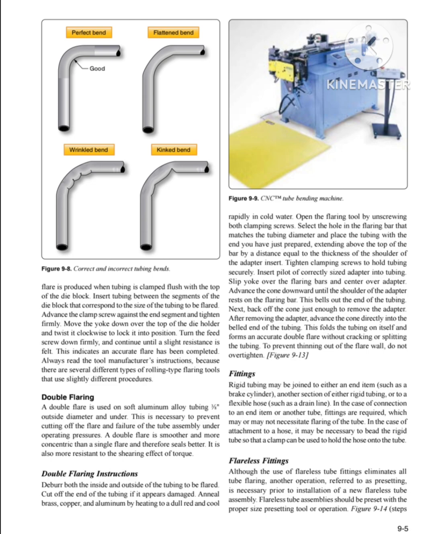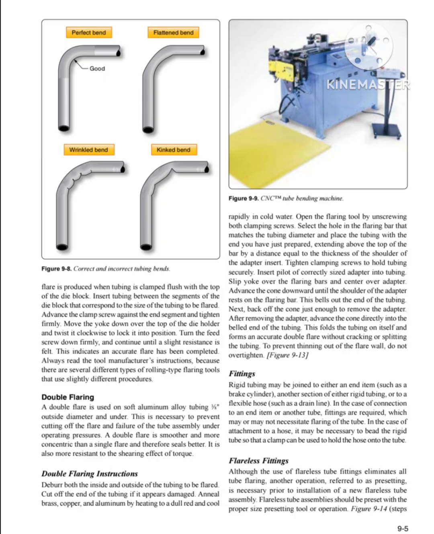And the next topic is fittings. Rigid tubing may be joined to an end item, such as a brake cylinder, to another section of rigid tubing, or to a flexible hose such as a drain line. In the case of connection to an end item or another tube, fittings are required.